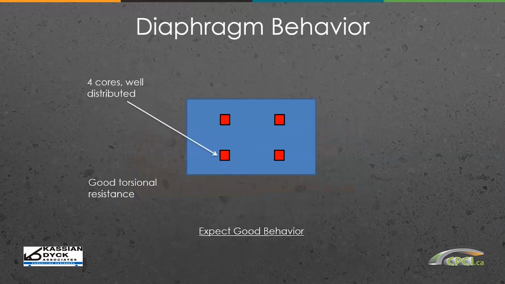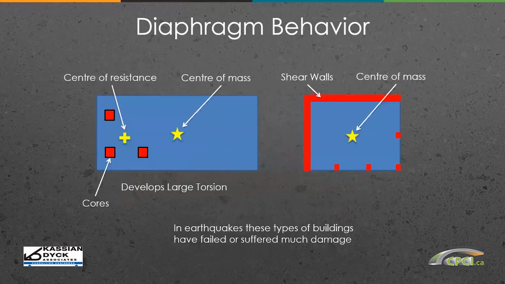If we had a structure where we have 4 well-distributed cores, that provides good torsional resistance. So when we have that load applied at the middle of the diaphragm at the center of mass, we have a good system to resist that load without causing torsion and having reaction points that can suitably resist the torsion. However, if you were dealing with buildings where all the cores are off to one side and your center of mass is still near the middle of the building, you can see that the center of resistance is skewed quite far from the center of the mass.